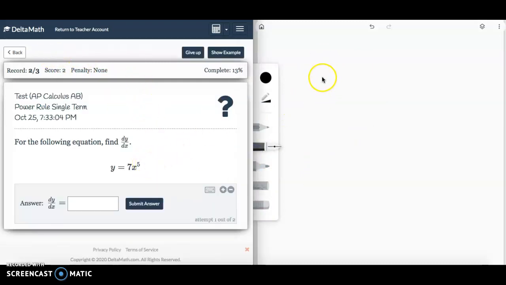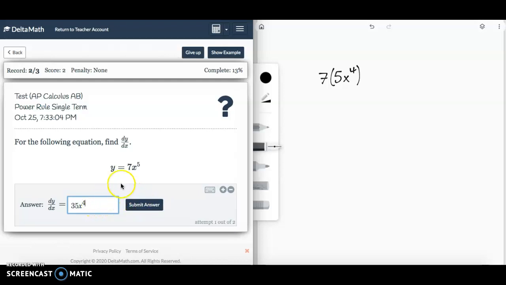All right, 7x to the 5th, so my 7 hangs out. Bring down my 5x, subtract 1 from my exponent, and I have 4. So dy dx would equal 35x to the 4th. And again, you're going to get really good at just bringing down the 5, multiplying it, and getting 35x to the 4th.